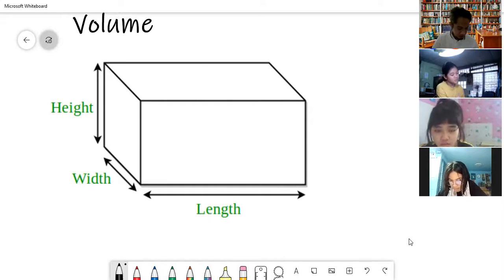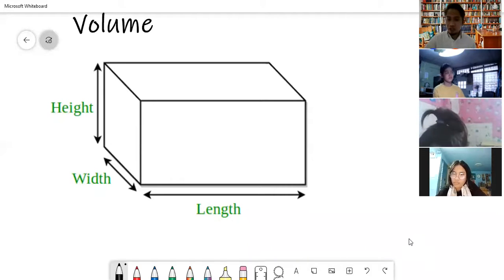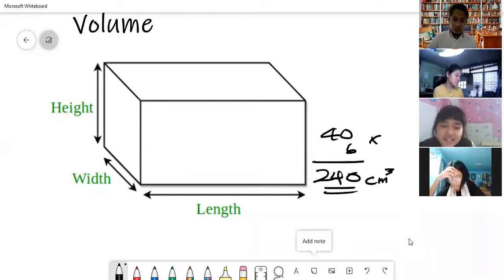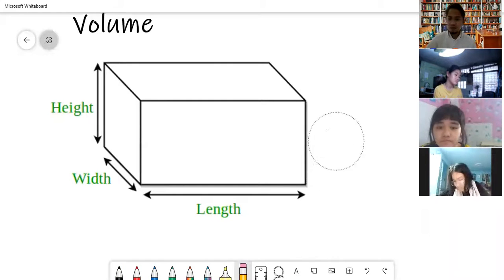Wait for a while. 10 times 4 is 40. 40 times 6, how, Laila? 6 times 4 is 24, so 240. So that is cubic centimeters. Meaning, the 10 there is centimeters, but they say meters.